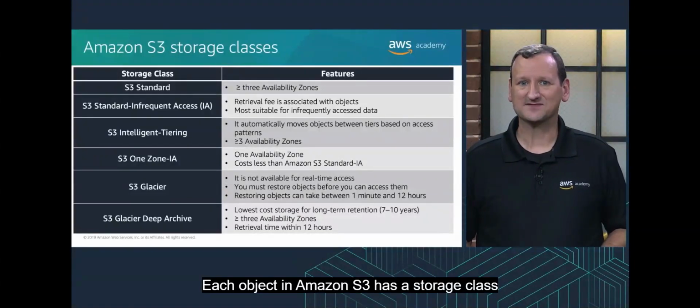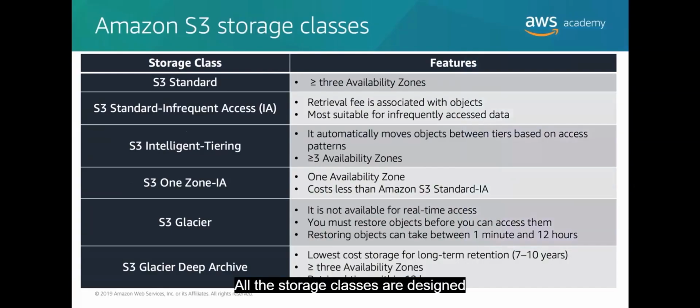Each object in Amazon S3 has a storage class that is associated with it. All the storage classes are designed for 11 nines of durability for objects across multiple availability zones, except Amazon S3 One Zone Infrequent Access, which is in a single availability zone. S3 Standard works well for performance-sensitive use cases and frequently used data. Standard is the default storage class in Amazon S3.